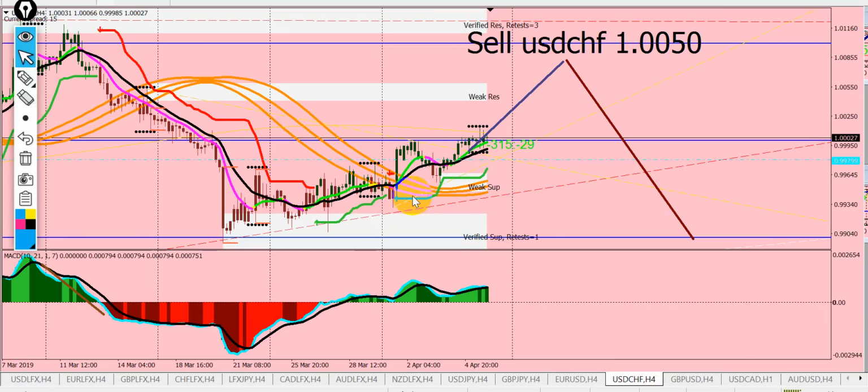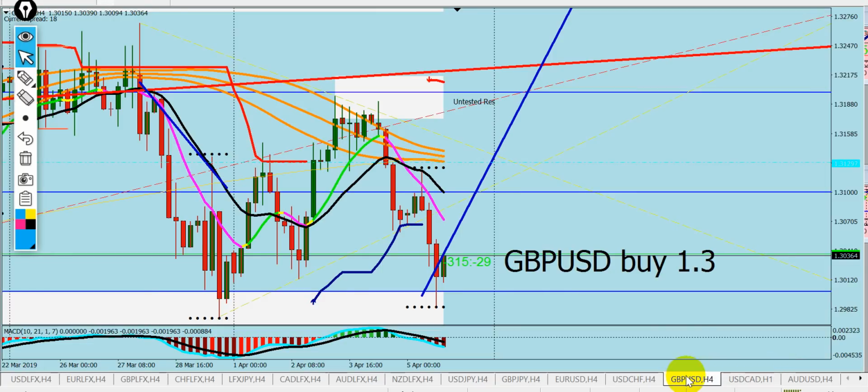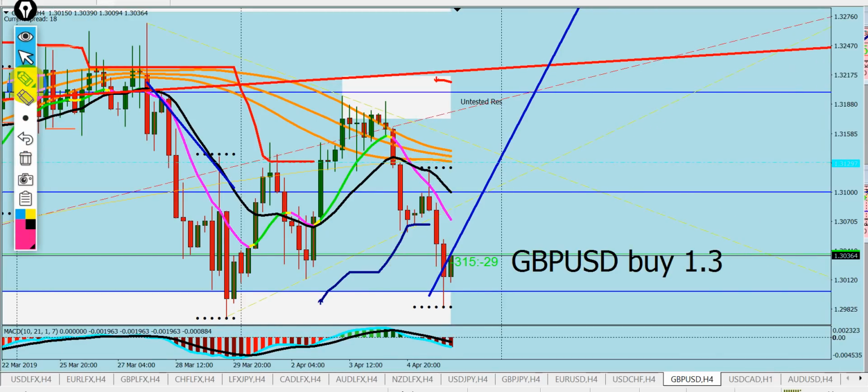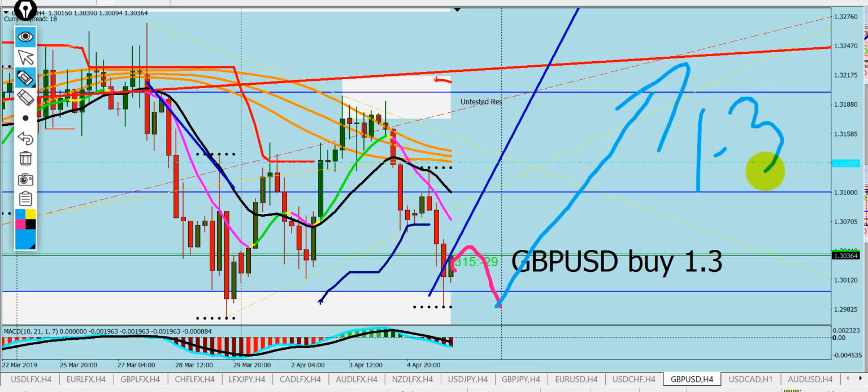USD franc, so as we expected, we want to sell this number, 1.0050. So if this does rally to 1.0050, sell it. Pound dollar, so we want to buy the 1.3 on the way up. This may come down a little bit, then go up. So it may come down like this, then go up. So buy the 1.3 on the way up. We'll forecast this to go to 1.36 at some time.